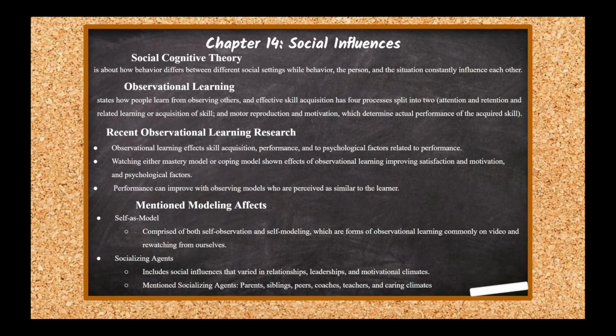I mentioned modeling effects include self as model and socializing agents. Self as model are both self-observation and self-modeling, which are forms of observational learning commonly like on video or videotaped and rewatching from ourselves, or our own performances. And socializing agents include social influences that varied in relationship, leaderships, and motivational climates.